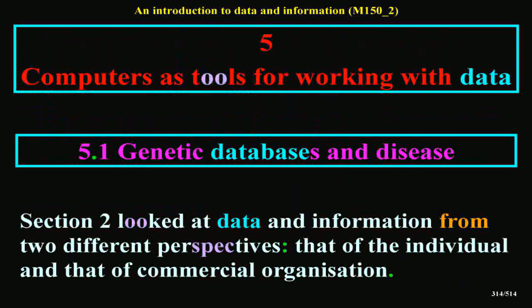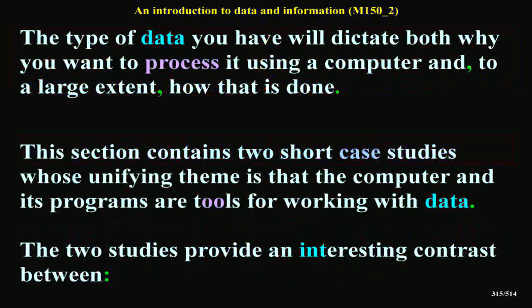5. Computers as tools for working with data. 5.1 Genetic databases and disease. Section 2 looked at data and information from two different perspectives: that of the individual and that of commercial organizations. The type of data you have will dictate both why you want to process it using a computer and, to a large extent, how that is done.